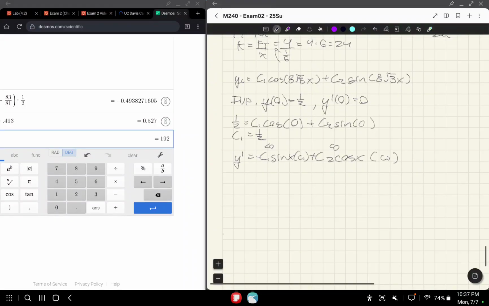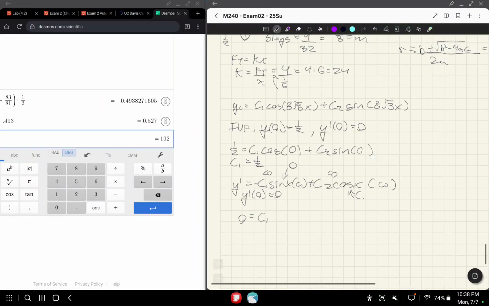Basically, when we do the IVP where y prime equals 0, this term will cancel out. Even though we know the constant C1 is 1/2, this will just cancel out to 0. It will have a value, but it will be equal to 0, so we can just disregard this part of the general equation.